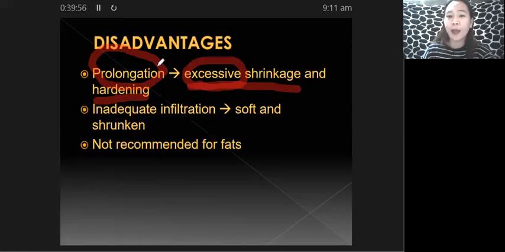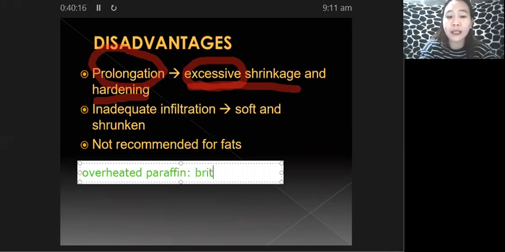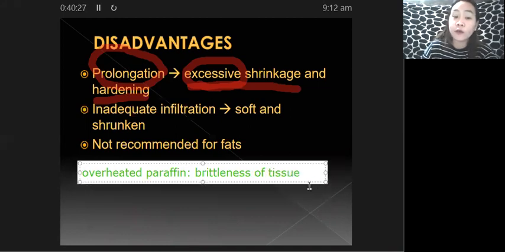Right? Another problem with your paraffin wax is if you are going to make use of overheated paraffin. Okay, so if you are going to make use of overheated paraffin, this will also worsen the brittleness that is brought about by the process of infiltration, brittleness of tissue. Okay, so if you are going to make use of overheated paraffin, this will worsen the brittleness that is caused by infiltration or impregnation.